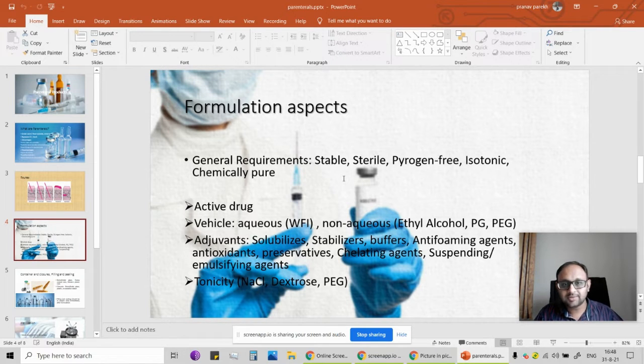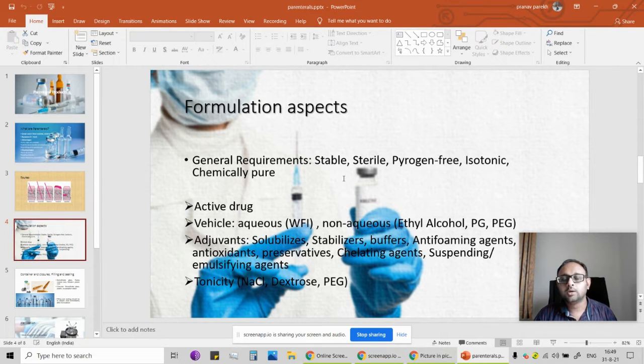Next is a vehicle. Now you are going to dissolve this active drug into the vehicle and prepare a liquid base. We know liquids are of two types. One is lipophilic, one is lipophobic. We know what is lipophilic, right? A lipophilic vehicle is oily, and it dissolves the oily substances, and they generally repel the water soluble substances. Non-aqueous vehicle examples are ethyl alcohol, polyethylene glycol, and PG.